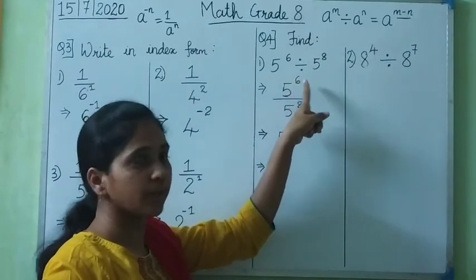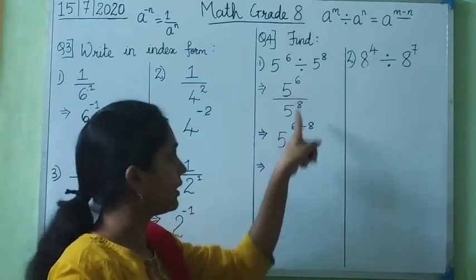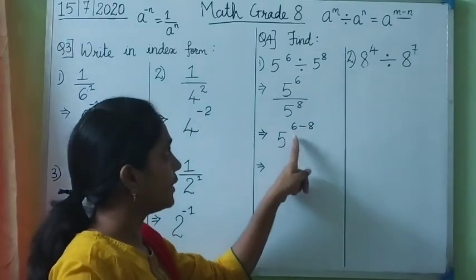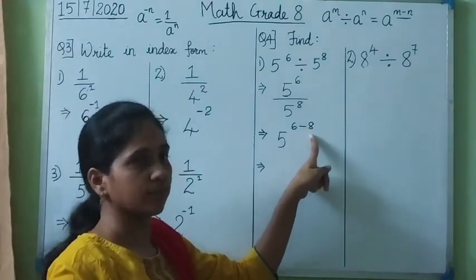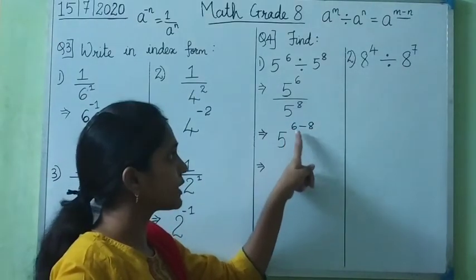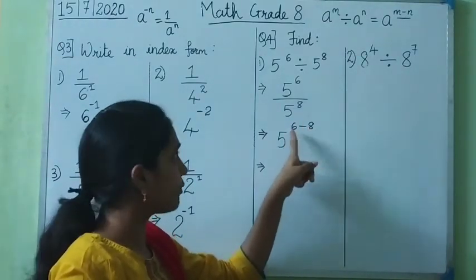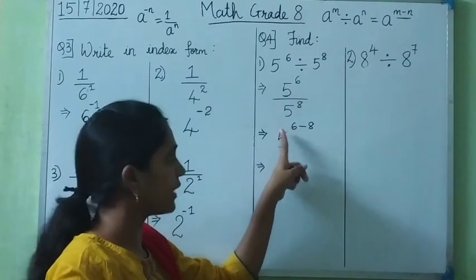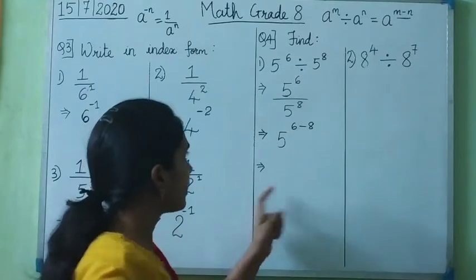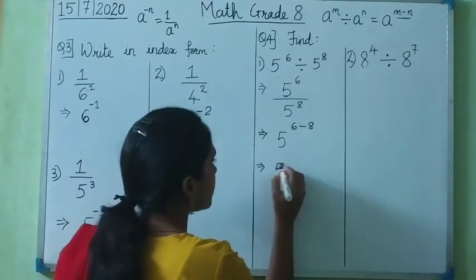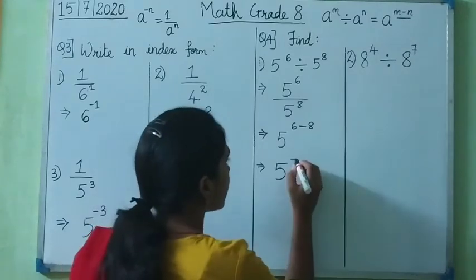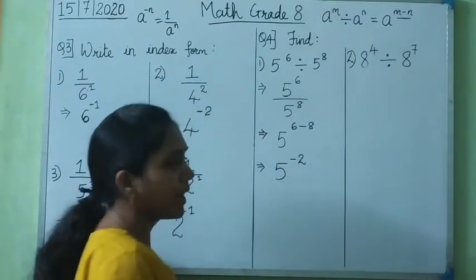Okay, the power of the numerator, and then we subtract the power of the denominator from it. We don't have to change the order. We don't have to write it as 8 minus 6. We have to write it as 6 minus 8 only. The power of the numerator will come first, and then from that the power of the denominator gets subtracted. So this becomes what? 5 raised to 6 minus 8 is how much? Minus 2, right? So it becomes 5 raised to the power minus 2.